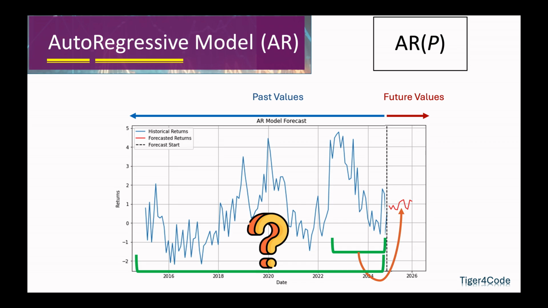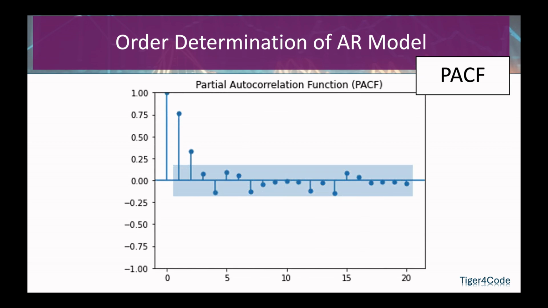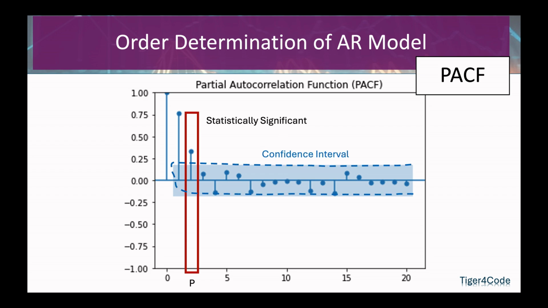So, how do we determine the optimal number of lags to include? This process is known as order determination for the AR model. One common method to determine the value of P is by using the partial autocorrelation function. The optimal value of P is identified as the lag where the correlation is statistically significant and above the confidence level, with subsequent lags dropping close to zero.